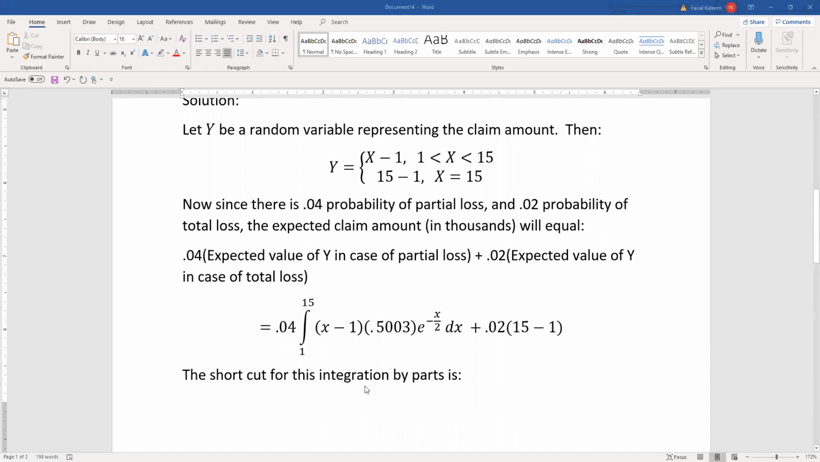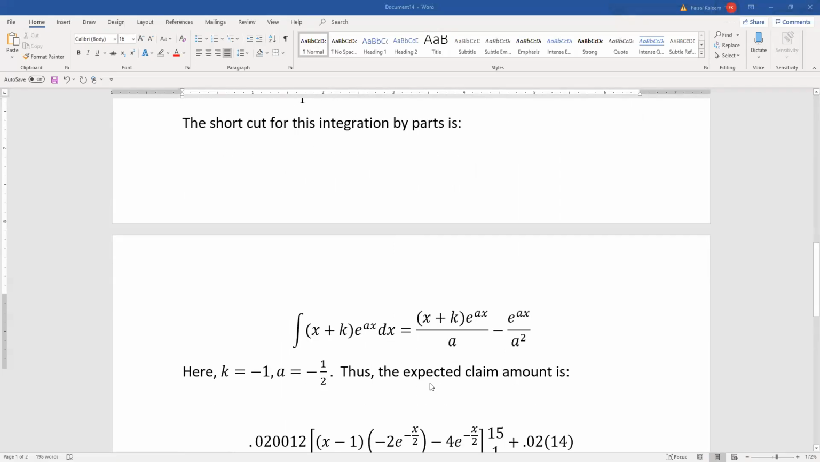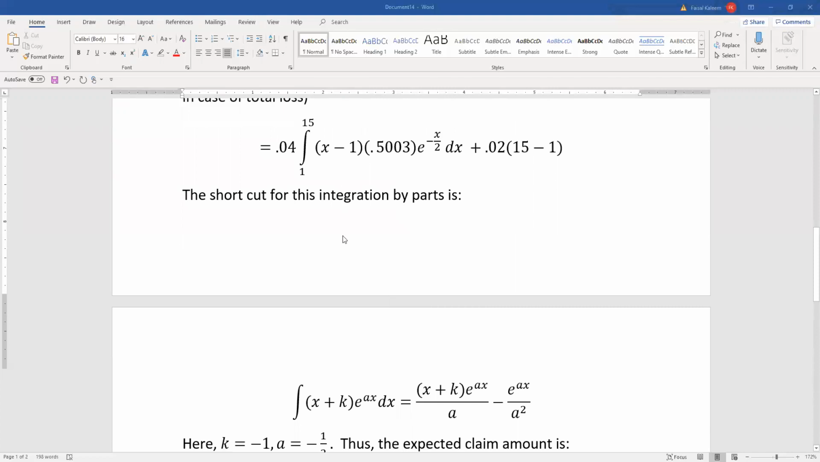So we earlier learned a shortcut for integration by parts if you have X e^(aX). Now, if you have (X plus K) e^(aX), it's just the same. In that shortcut, we replace X with X plus K. So over there, it was X e^(aX), and we had X e^(aX) over A minus e^(aX) over A squared. Here, instead of X, we'll have X plus K in the product. So in this case, K is -1 and A is -half.